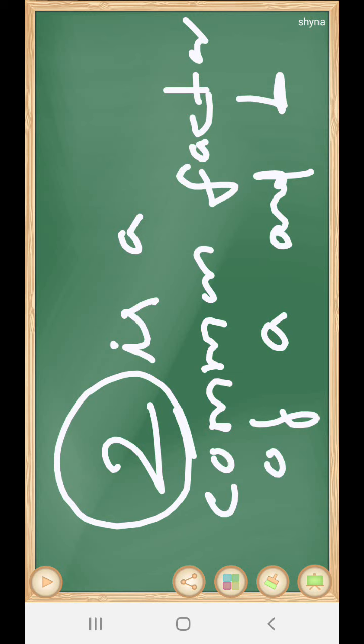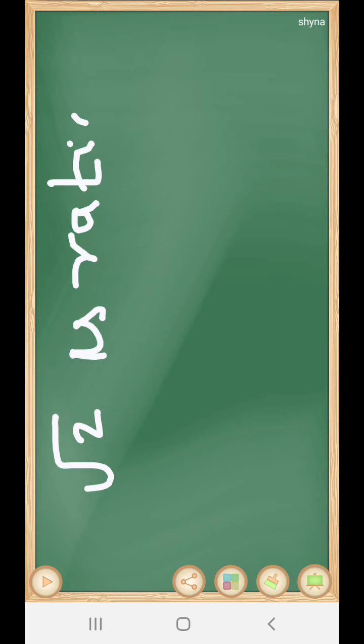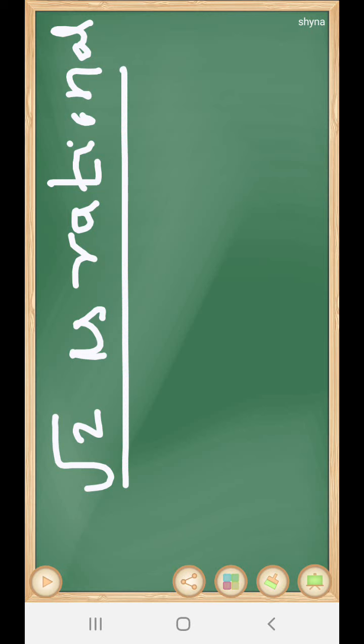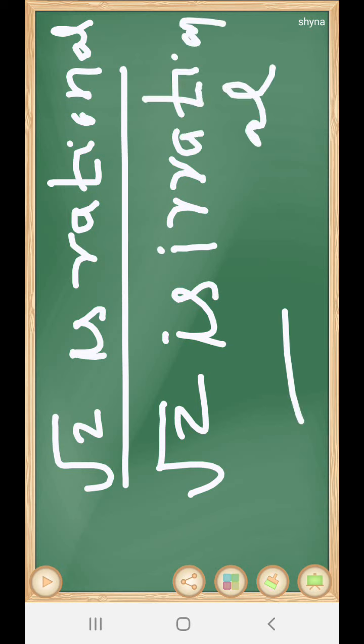We can say that this 2 being a common factor of a and b contradicts that a and b have no common factor. So this arises because of our wrong assumption, that root 2 is rational. This is wrong, so we can conclude root 2 is irrational. Clear, dear children?